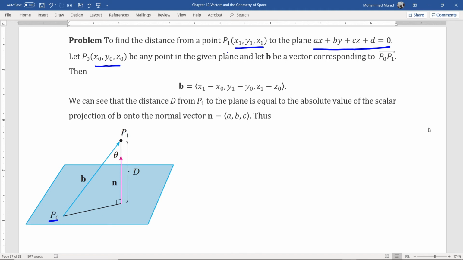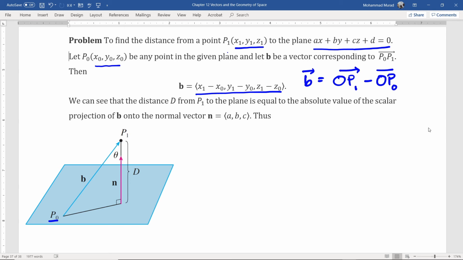And the vector b be the vector corresponding to the vector P sub 0 to P. Then b can be written as shown, because the vector b is the difference between the position vectors of the point P sub 1 and the position vector of P sub 0, which gives a vector with components x sub 1 minus x sub 0, y sub 1 minus y sub 0, z sub 1 minus z sub 0.